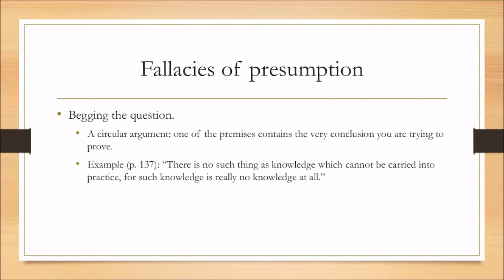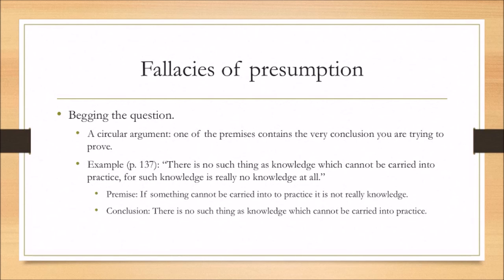Now that sounds like an argument. The conclusion is there's no such thing as knowledge which cannot be carried into practice. But what's the premise? The premise is that such knowledge is really no knowledge at all. In other words, if something can't be carried into practice, it's not really knowledge. But take a look at the premise and the conclusion there. The premise says, if something can't be carried into practice, it's not knowledge. And the conclusion says, something's not knowledge if it can't be carried into practice. So basically, they're saying the same thing.